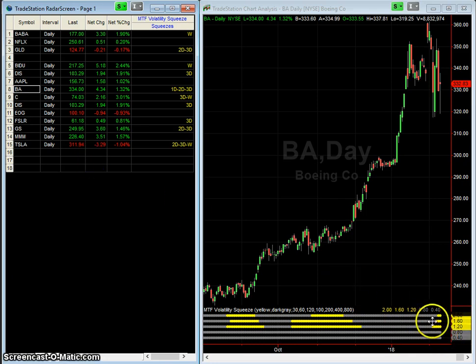And you can see that for Boeing, we get the same indication over here in the RadarScreen. It says you have a 1 day, 2 day, 3 day volatility squeeze, and you can see that corresponds over here. By default, the squeeze condition is shown with a yellow dot, and a non-squeeze condition is gray. You can configure these colors to be whatever makes sense for you. So this just shows you how these two sync up, where you can look at the chart and get the same information in the RadarScreen.